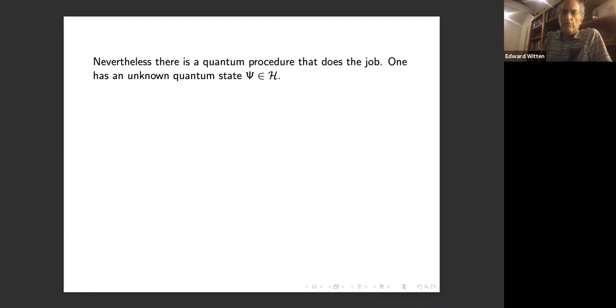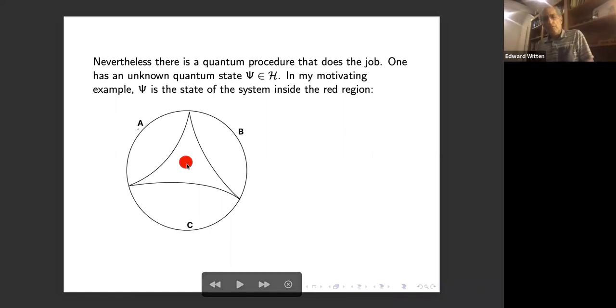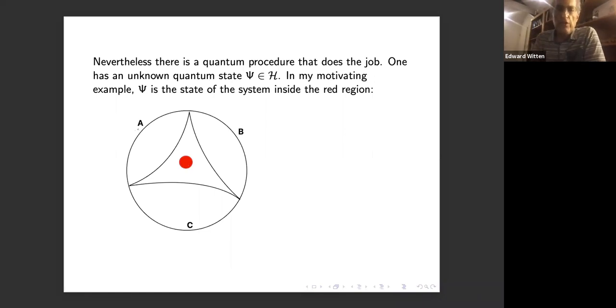So what you want to do is to send this unknown quantum state without disturbing it to a friend who in turn could make a measurement of his or her choice. So in my motivating example, psi is the state of the system inside the red region. And the entanglement wedge reconstruction predicted that holographic duality has the property that any two boundary observers working together can determine what's in the red region, but one alone cannot.